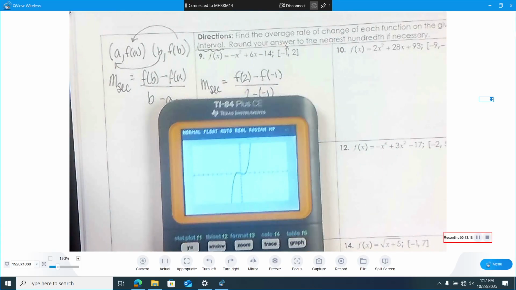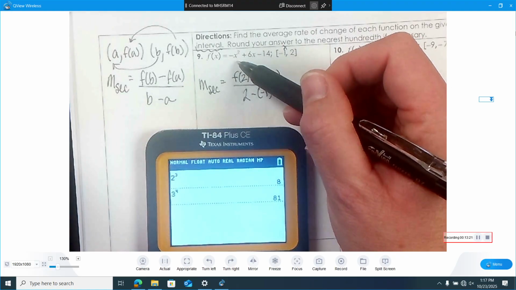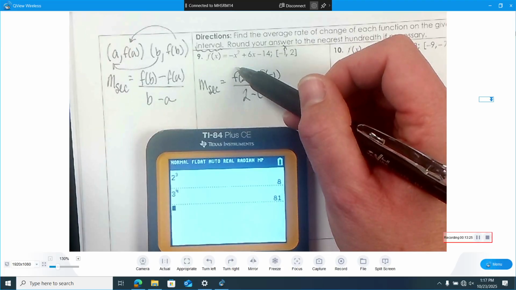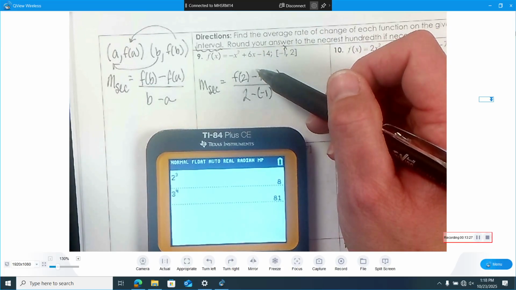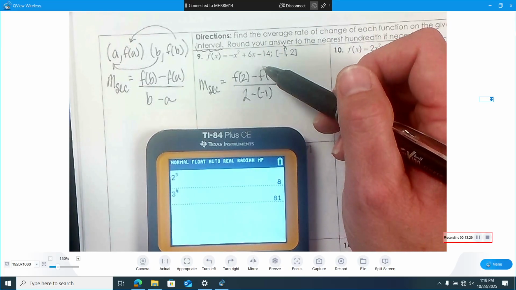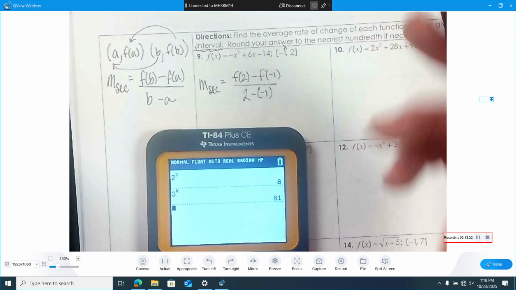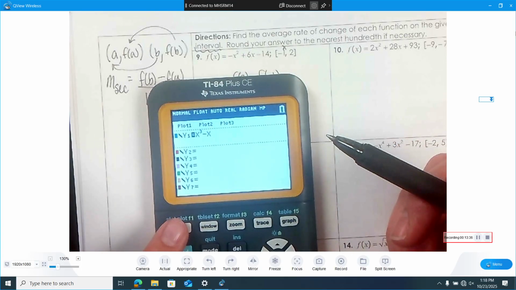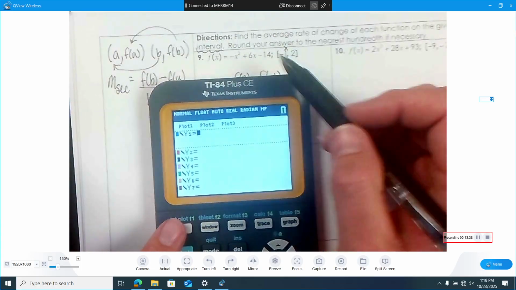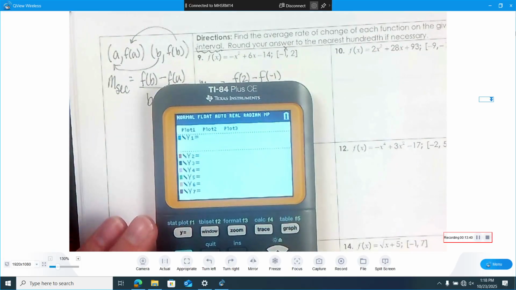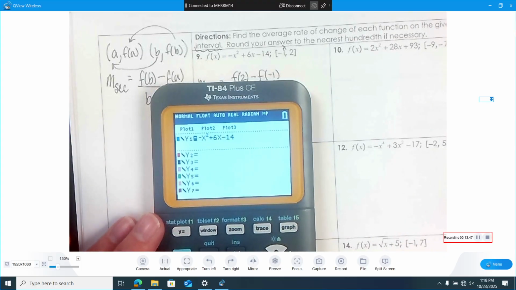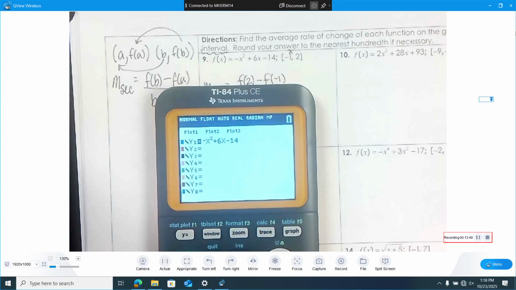Our calculator, instead of us having to go by hand and plug in a 2, and 2 squared is 4, negative 4, plus 12 is 8, minus 4. Do you want to do that? I don't want to plug it in and figure it out. So here we go, ladies and gentlemen. We're going to go to y equals and plug in the formula. Negative x squared plus 6x minus 14. Okay. Put in your formula.